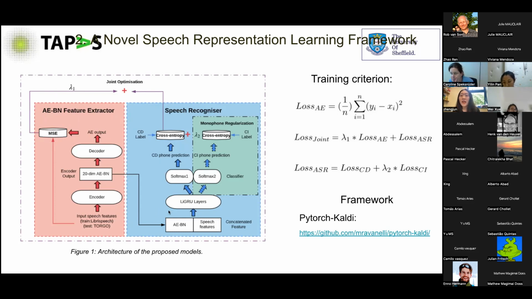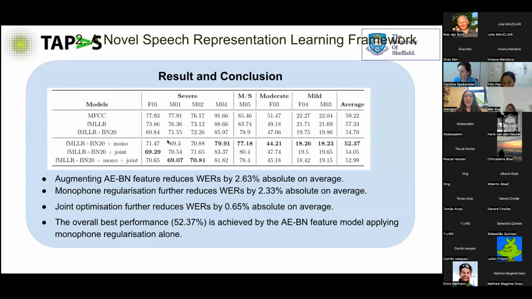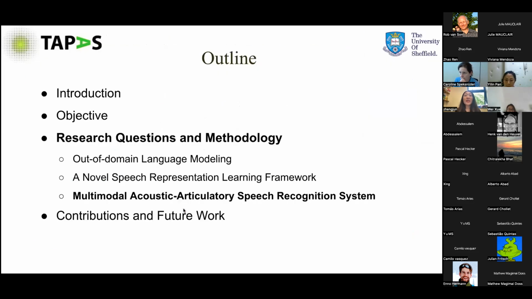In addition, I also proposed to use monophone regularization, and this one can prevent overfitting of the speech recognizer. And the results found that augmenting this feature can reduce word error rate, and using the multitask optimization schemes such as monophone regularization and joint optimization can also reduce word error rate.